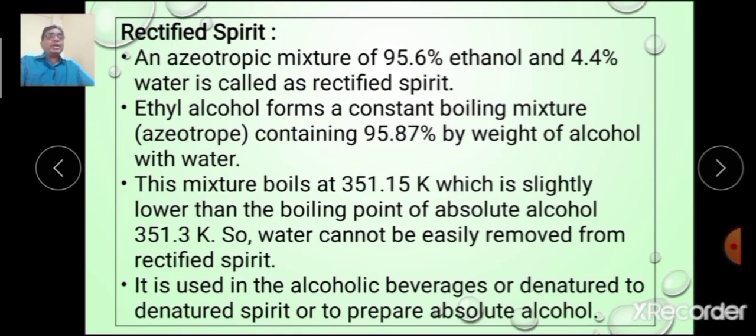It contains by weight 95.87% of alcohol. Of course, the water from the rectifier spirit cannot be removed absolutely in this method, and therefore this azeotropic mixture is collected as a rectified spirit. It is used in the alcoholic beverages, it is converted into toxic, that is a denatured spirit, and it is also used to prepare absolute alcohol.